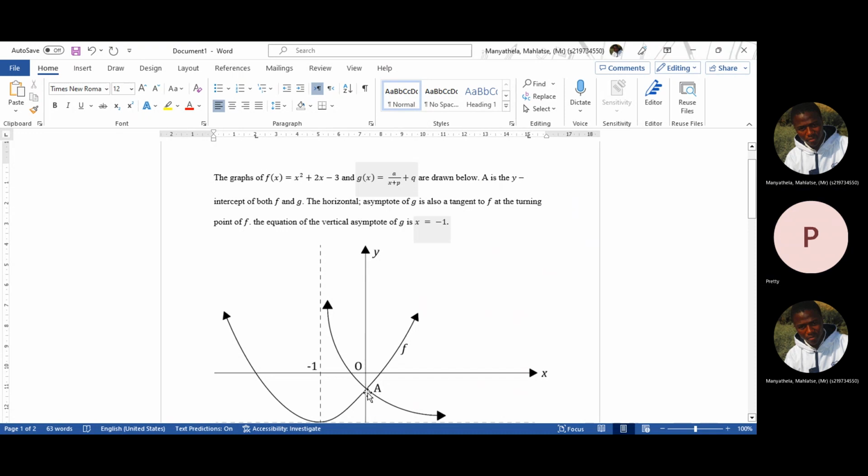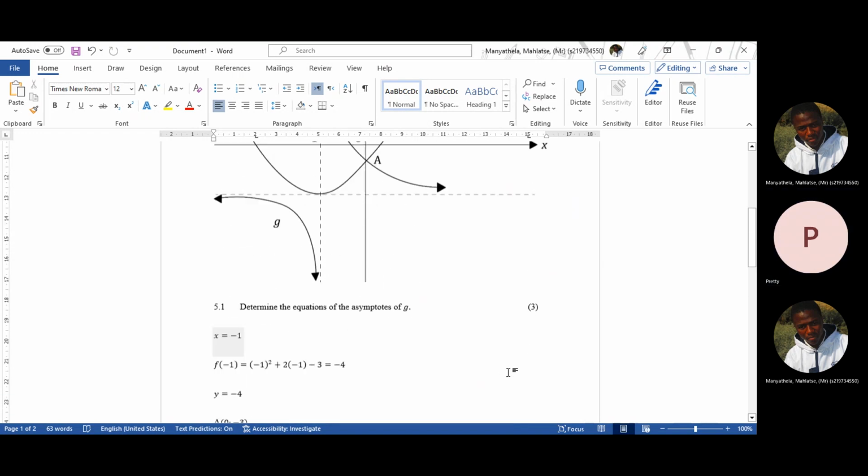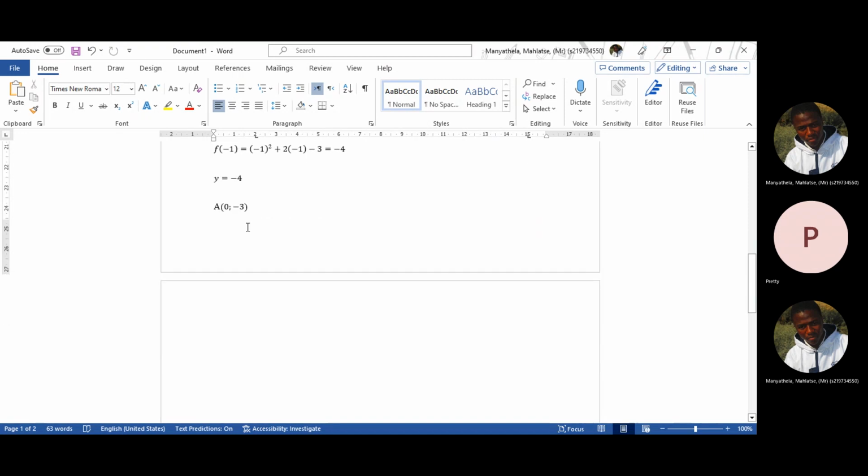Looking at this thing, 0, correct. -3 is the value of y. So, write down the coordinates of A. On the y-axis, the x value is always 0. On the x-axis, the y value is 0. So the coordinates of A are 0 and -3. Okay, fine. Let's do the next question.